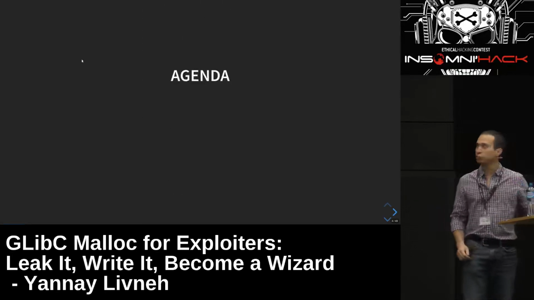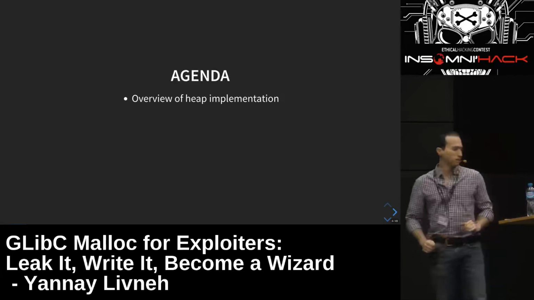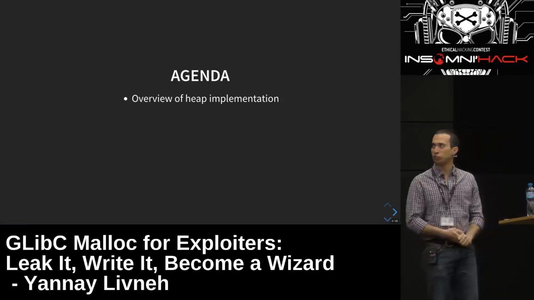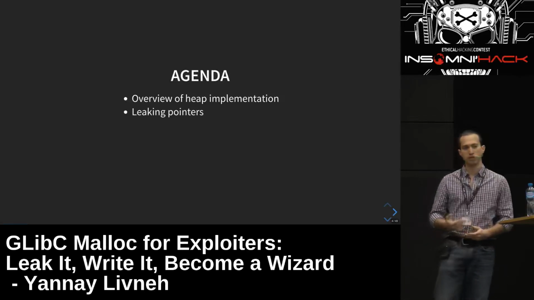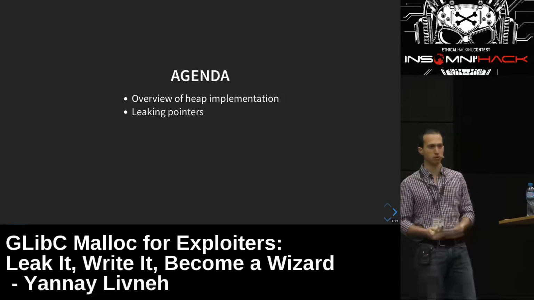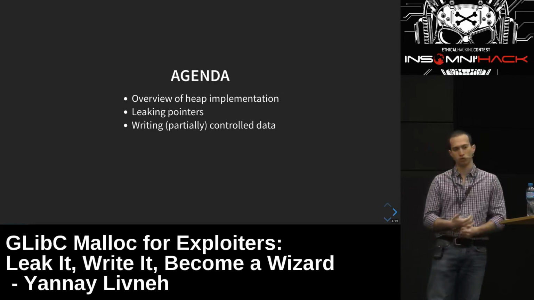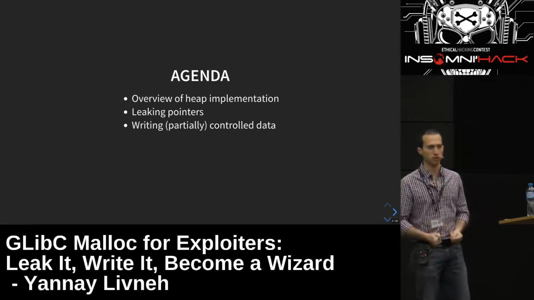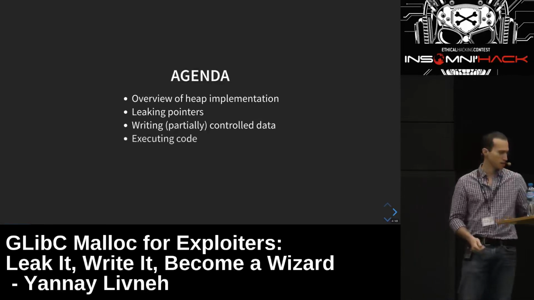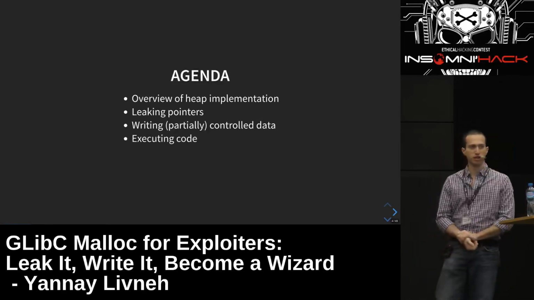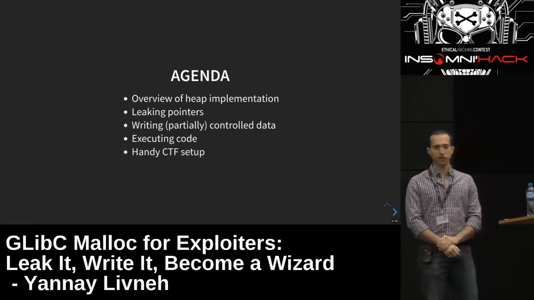So today's agenda, given these objectives. We're going to see an overview of the heap implementation, a very brief overview. Then we'll see how we can leak pointers to bypass ASLR, to disclose memory addresses. We'll then continue with having a controlled write of data to memory addresses we shouldn't have access to, but we're exploiters, so we get this access. And we'll finish with code execution, how to hijack the flow. And as a bonus, I'll show my CTF setup.